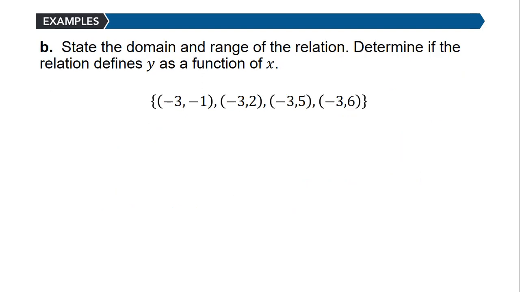Now let's look at this relation. I have the set of ordered pairs (-3, -1), (-3, 2), (-3, 5), (-3, 6). So let's look at the domain and range. The domain is the set of x values. But notice that every x value in this set is -3. So my domain is just simply the set containing -3. My range is the set of y values: -1, 2, 5, and 6.